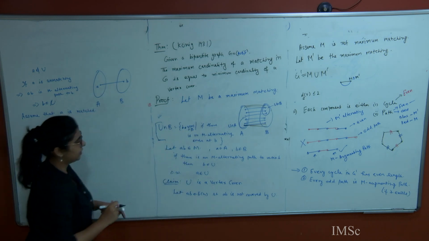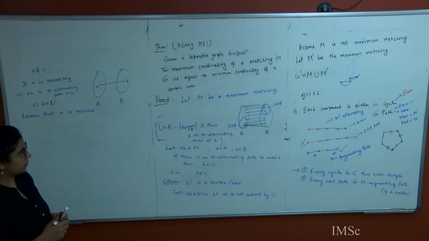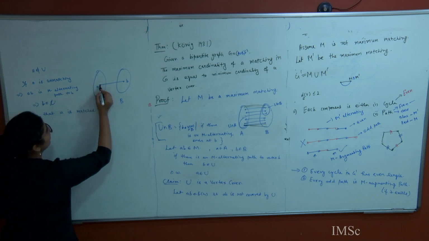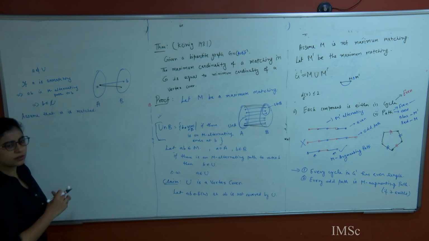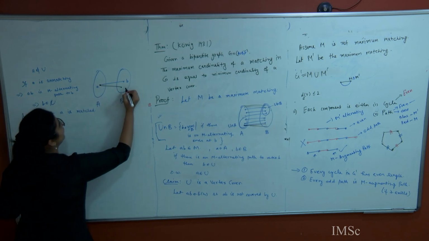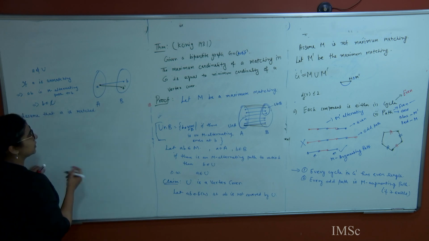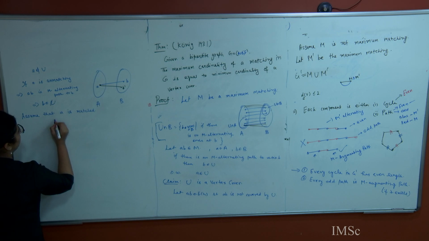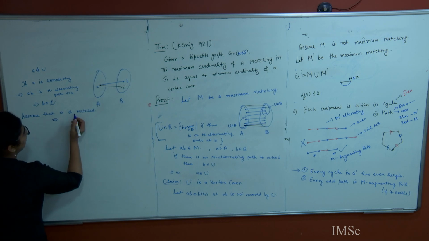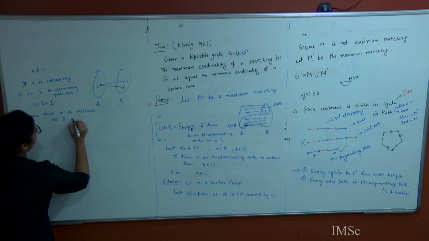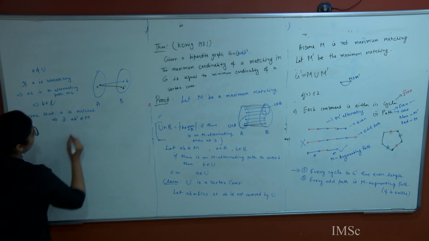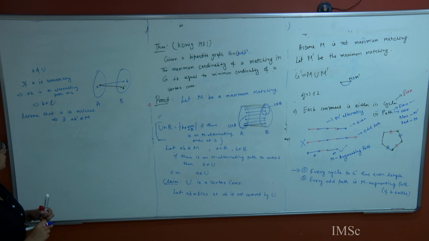We are defining this set, and then we are claiming that it is a vertex cover. Okay, so if A is matched, then there exists some matching edge incident on A, right? So some AB prime. This is a matching edge. So if A is matched, this implies there exists some AB prime belongs to M.